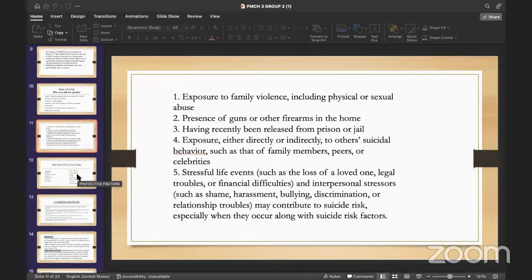Exposure to family violence, including physical or sexual abuse, presence of guns or other firearms in the house, having recently been released from prison or jail, exposure either directly or indirectly to other suicidal behavior such as that of family members, peers, or celebrities, stressful life events such as the loss of a loved one, legal troubles, and financial difficulties, and interpersonal stresses such as shame, harassment, bullying, discrimination, or relationship troubles may contribute to suicidal risk, especially when they occur along with the suicide risk factors. All these considerations will be taken into account if one is committing suicide.